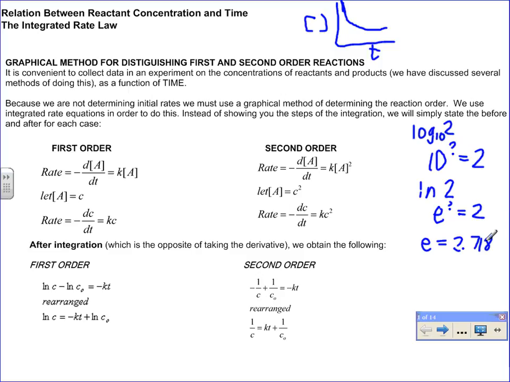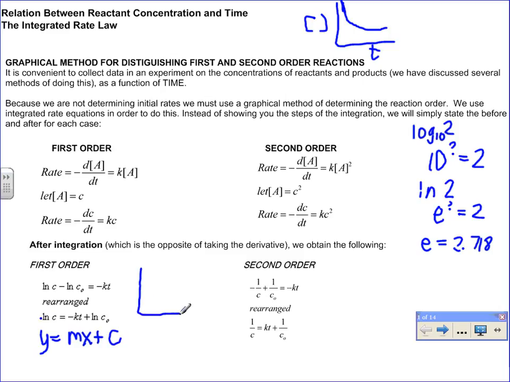Okay. What we want to do is look at this equation and then look at this rearranged version of the equation. So what I did was I moved the ln c over to the right-hand side. And what we want to do is connect this to the equation of the line y is equal to mx plus c. You can see the connection here. Y is our ln c.